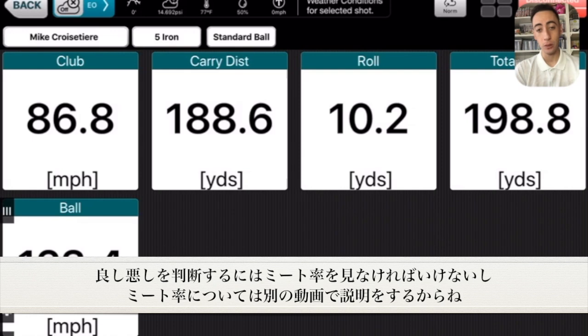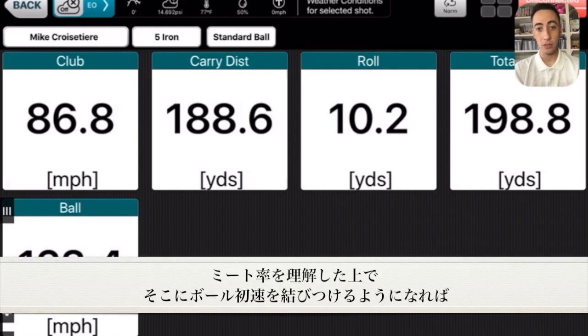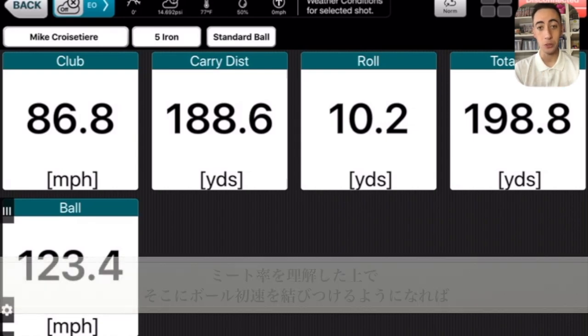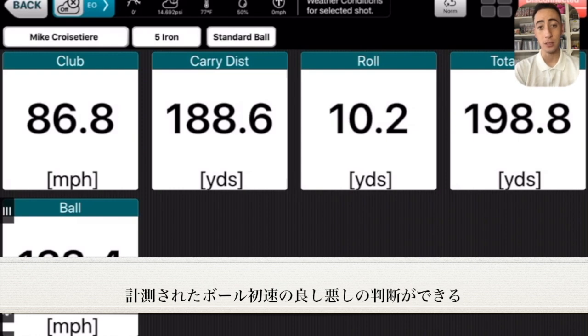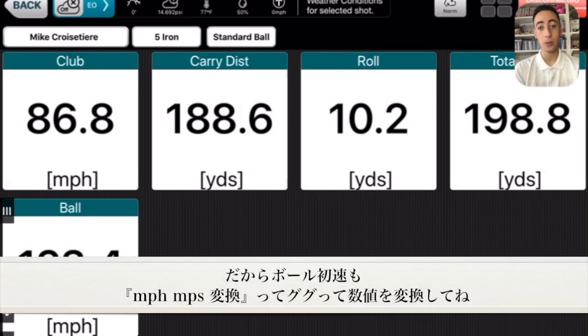You're actually going to have to know a data point called smash factor, which we're going to be talking about in a separate video. Once you learn smash factor and relate it back to your ball speed, you can start figuring out if your ball speed is good or bad. I know in Japan that you guys use meters per second. So the same thing goes with ball speed. Just go into Google, convert the miles per hour to meters per second, and you can find your ball speed number in meters per second.